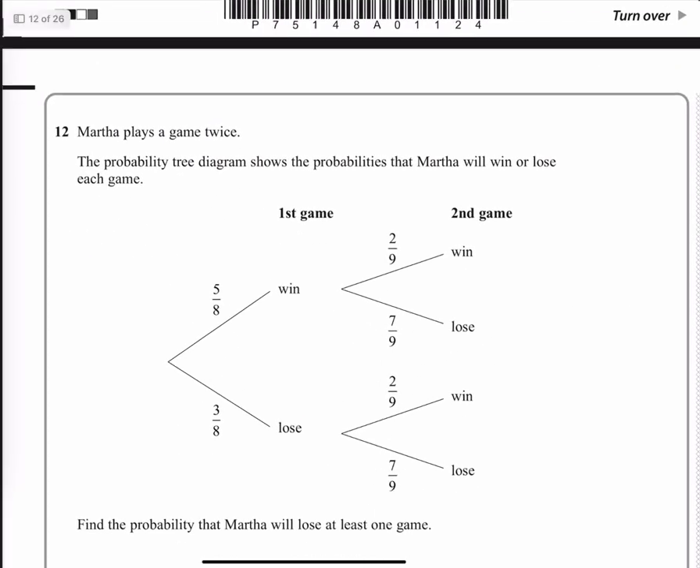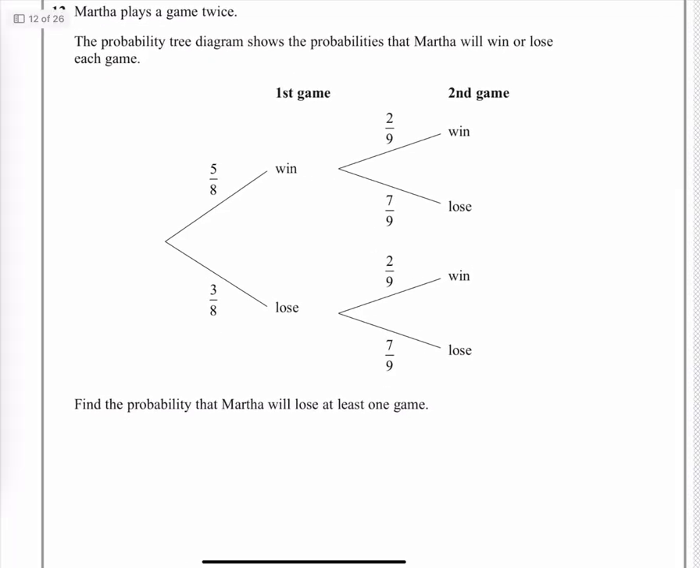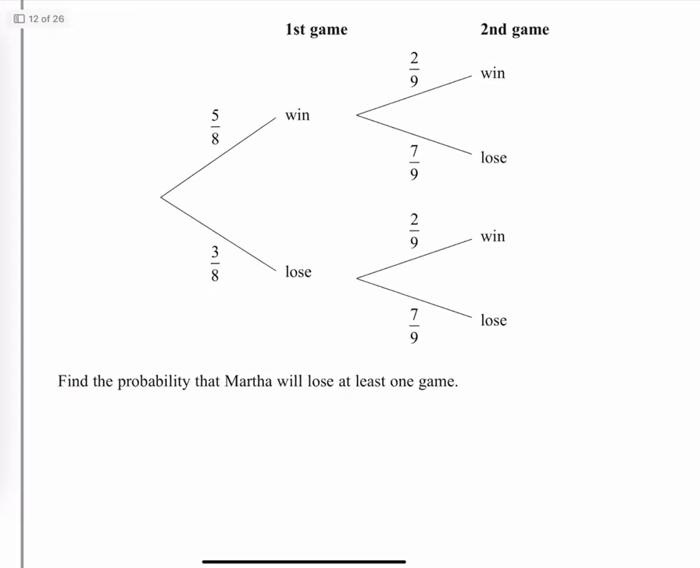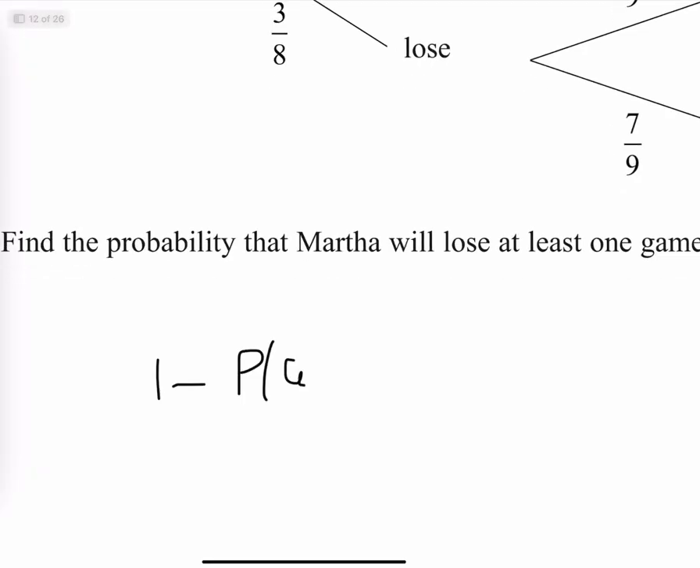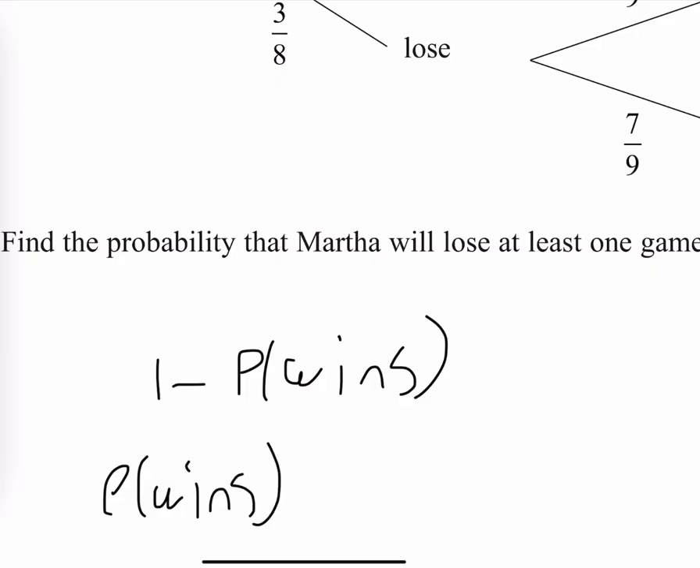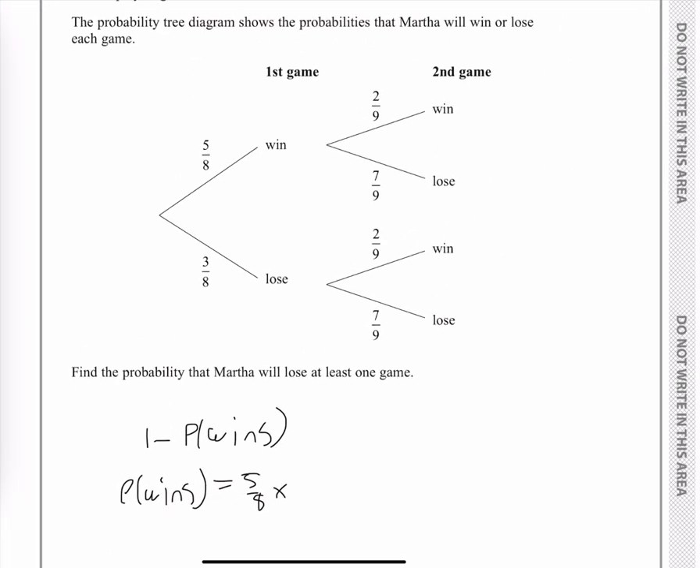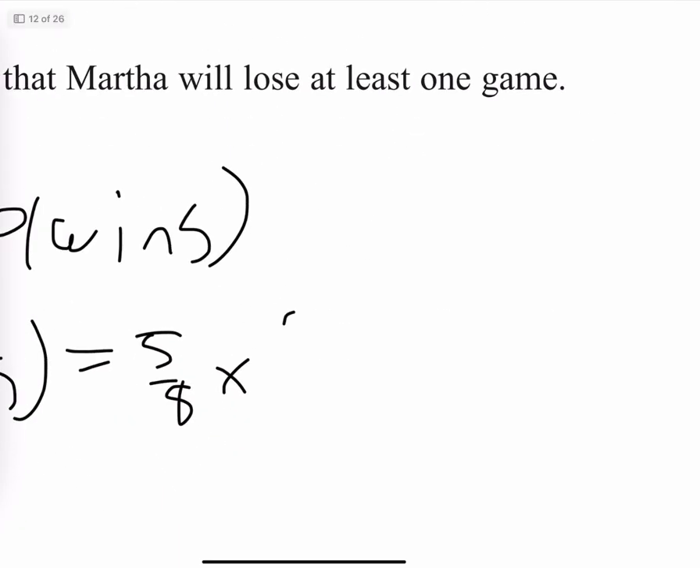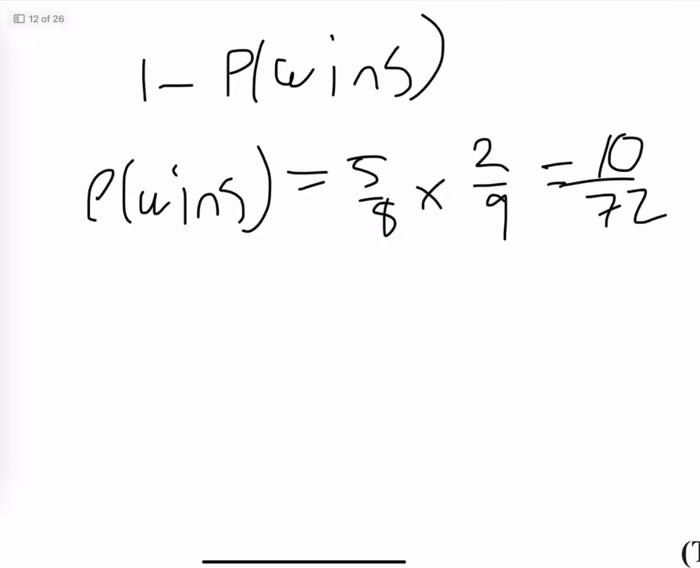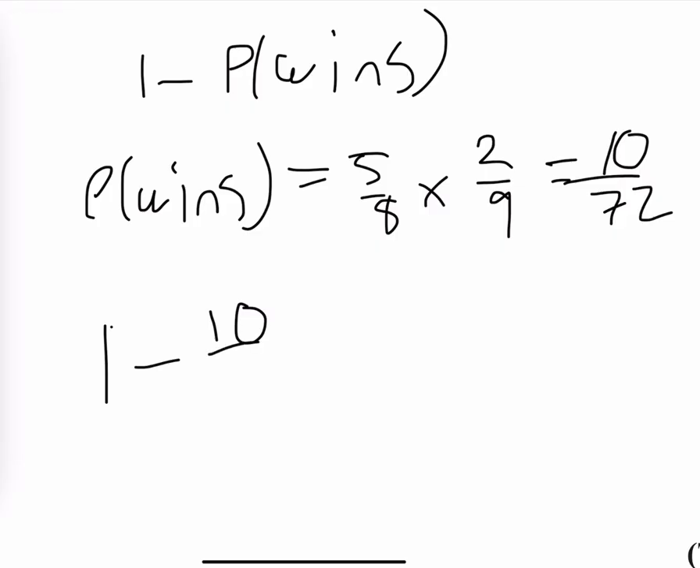Martha plays a game twice. Here's the probability tree. Find the probability that she'll lose at least one game. So that means 1 minus p, she wins both. P, she wins both is simply 5/8 times... We only need to look at one strand instead of trying to draw all of them. So that's 5/8 times 2/9 equals 10 over 72. So then we do 1 minus that, which will give me 62 over 72.